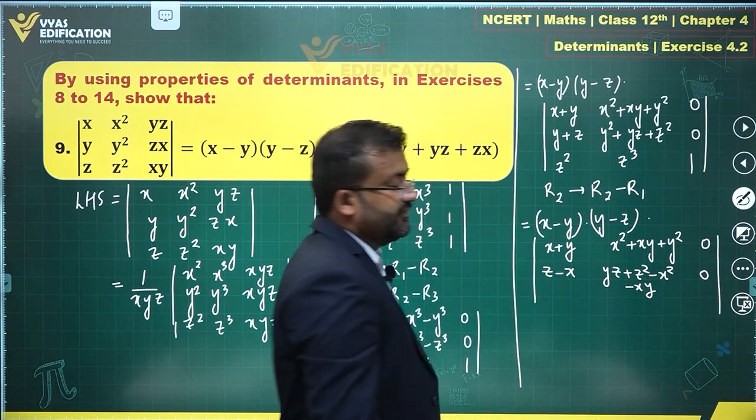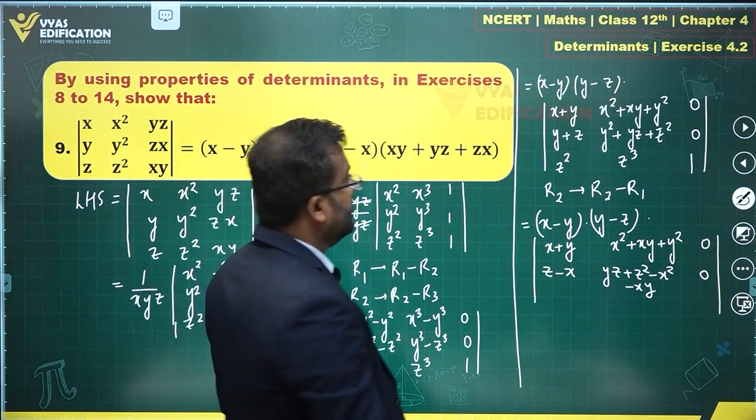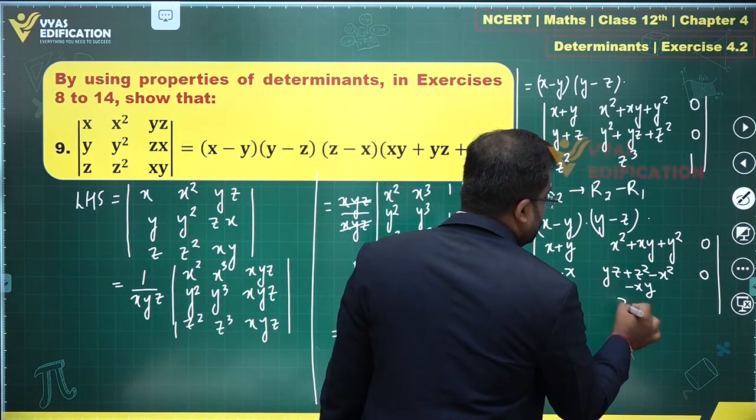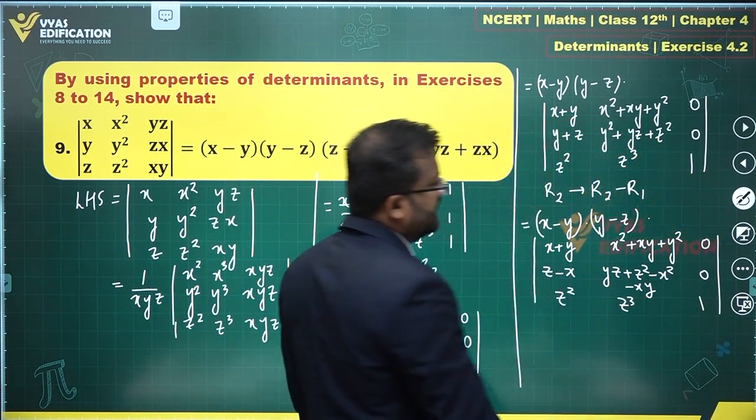There is a 0 over here. 0 minus 0 is still 0. The third row remains as it is. This is z square, z power 3 and 1. Is that okay? Yes.